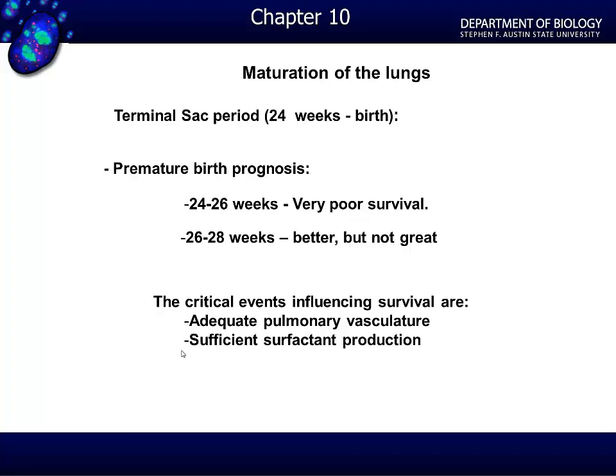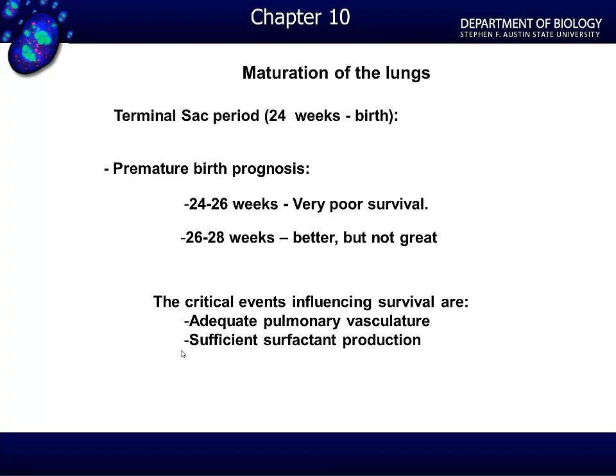Now, once again, you see the overlap. Okay, we get to this maturation period, and the terminal sac period, that is going to be the 24 weeks to birth. And so here we've got sort of two different settings as far as prognosis goes. 24 to 26, very poor survival still, but 26 to 28, it's better, but not great. You want to definitely get past that 28 weeks.